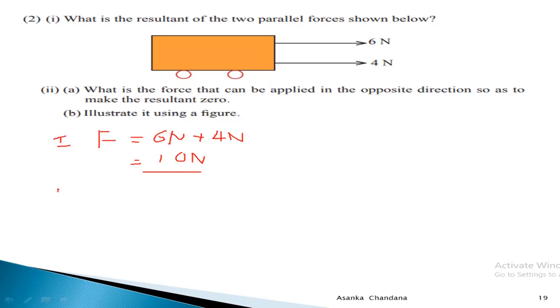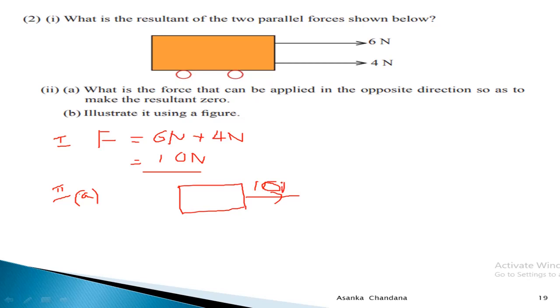Right, then we will go to get the answer for the next question. Question number 2a: what is the force that can be applied in the opposite direction so as to make the resultant 0? Right, now we have found the resultant of these two forces. The resultant of these two forces is 10 Newton.